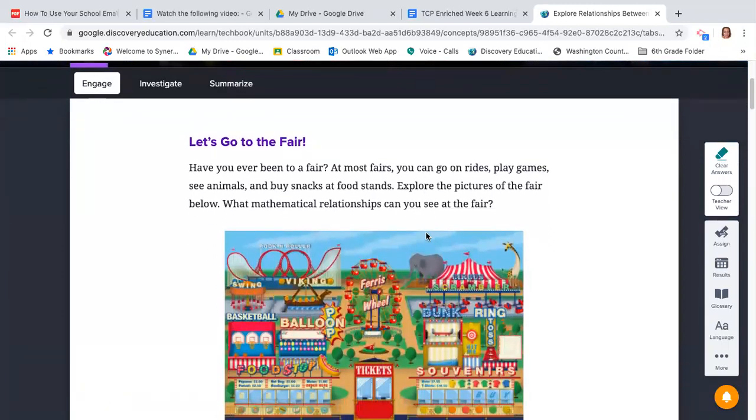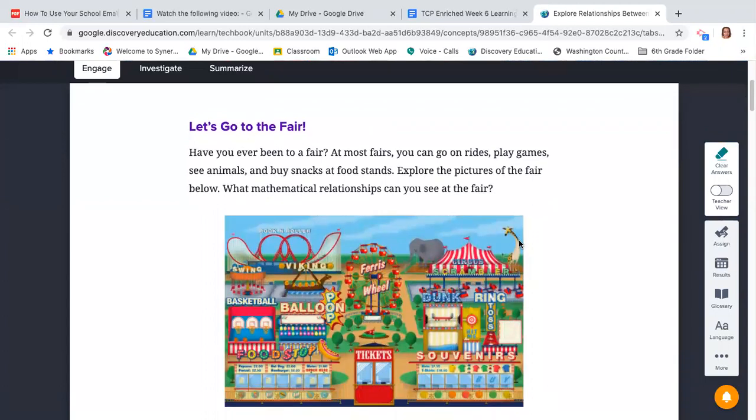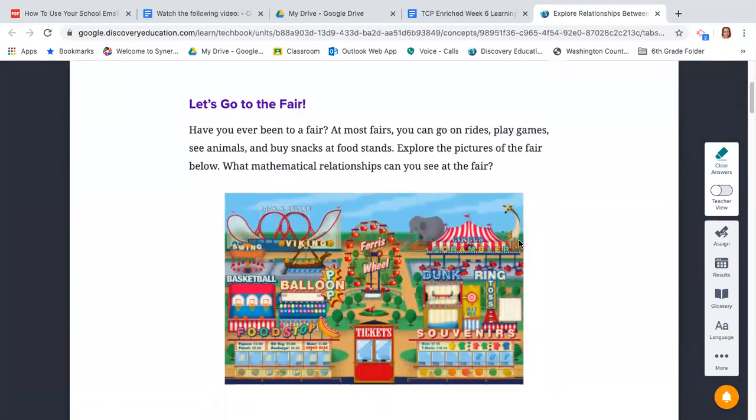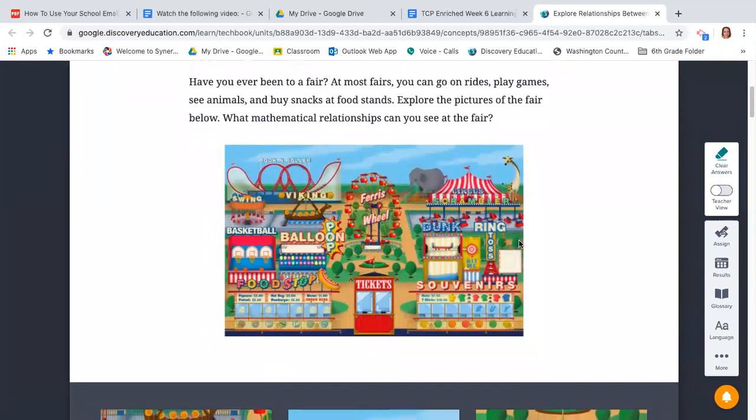Engage says, let's go to the fair. Have you ever been to a fair? At most fairs, you can go on rides, play games, see animals, and buy snacks at food stands. Explore the pictures of the fair below. What mathematical relationships can you use at the fair?